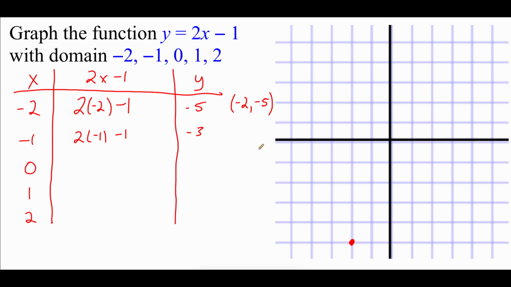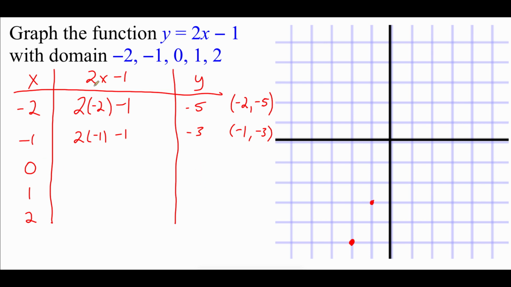And then just like we did previously, I'm going to take this and turn this into an ordered pair. So we plugged in an x value of negative 1, and we got a y value of negative 3. Now that I've got this ordered pair, I should be able to plot it out. So negative 1 for the x value means go left 1 from the origin, and then down 3 spaces since we've got a negative 3 y value. So there's our second point for this graph.